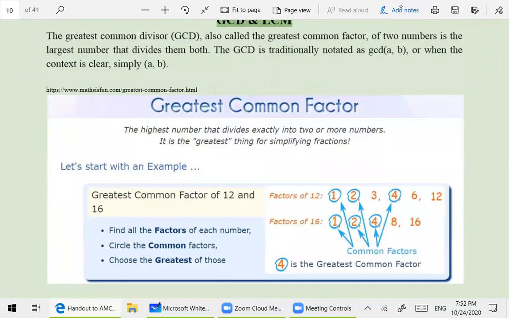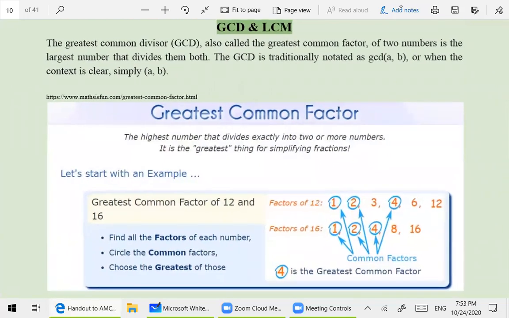Alright, now on to the GCD and LCM. So first of all, the GCD can also be called a GCF, which both mean the same thing. And it's the largest number that can divide all of the numbers that you're doing it of. It's usually just of two numbers, but you can do it for as many as you want.